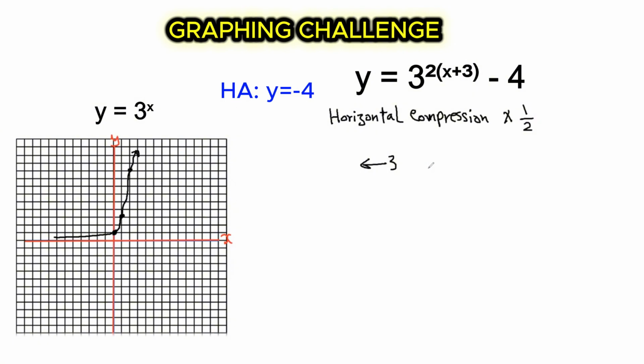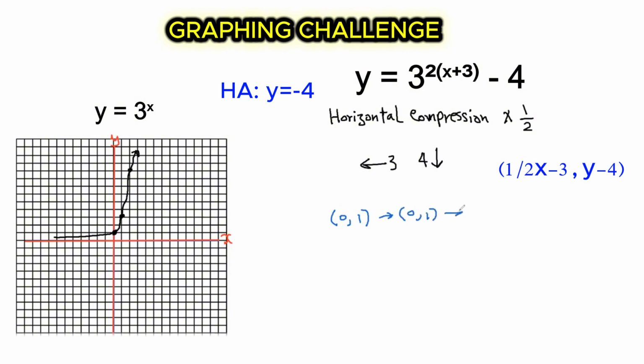Go back to the base function. We have important points that we use for transformations. We have the point 0 and 1, which is the y-intercept. We have another point which is 1 and 3, and we have another point which is 2 and 9, because 3 squared is 9. So these are the points that we are going to use for transformations. To every point, we're going to multiply the x value by a half and take away 3, and then we're going to take away 4 from the y value. And this is how your points unfold.